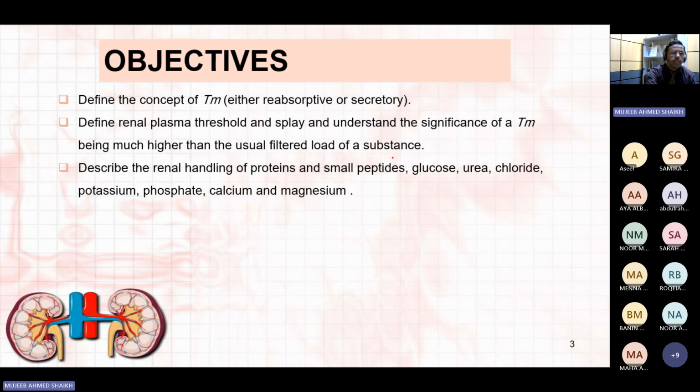The learning objectives for today's lecture are to discuss the Tmax, that is tubular maximum, for any particular substance, and the meaning of renal plasma threshold: how much the plasma level of that substance should be, after which the substance will appear in the urine. Then how the kidneys handle proteins, peptides, glucose. We will see glucose reabsorption, peptide reabsorption, then urea, chloride, potassium, phosphate, and calcium and magnesium. These are the substances that will be reabsorbed because they are required for the body.